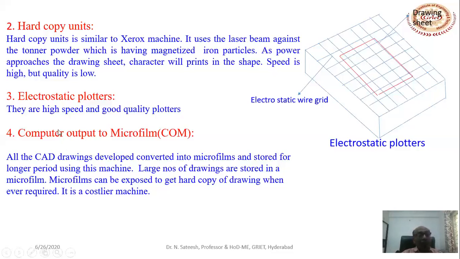Then coming to the fourth one, computer output microfilm. This is to store your drawings permanently on microfilm. These COM units are used for that, and they are costly. All the CAD drawings developed are converted into microfilms and stored for a longer period of time using this machine. A large number of drawings are stored on microfilm, and the microfilm can be exposed to get a hard copy of the drawing whenever required. It is a costly machine. Generally COM units cost 3 crores, 4 crores, so only very big companies have them.